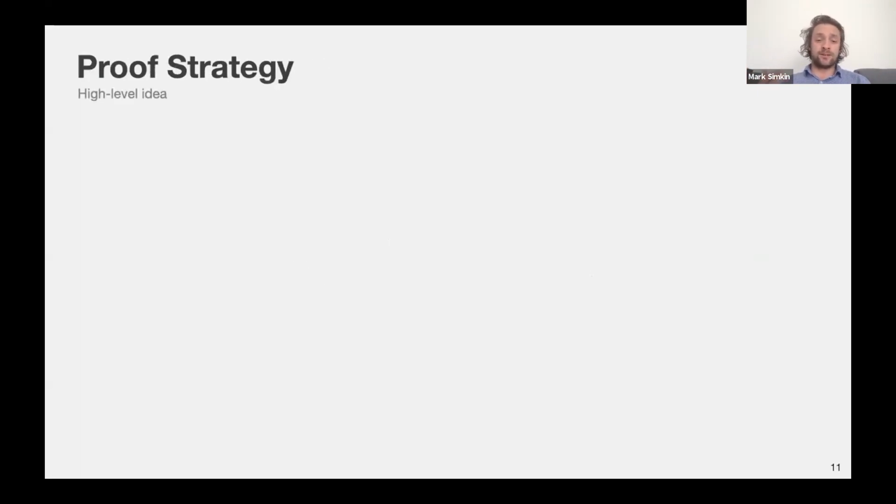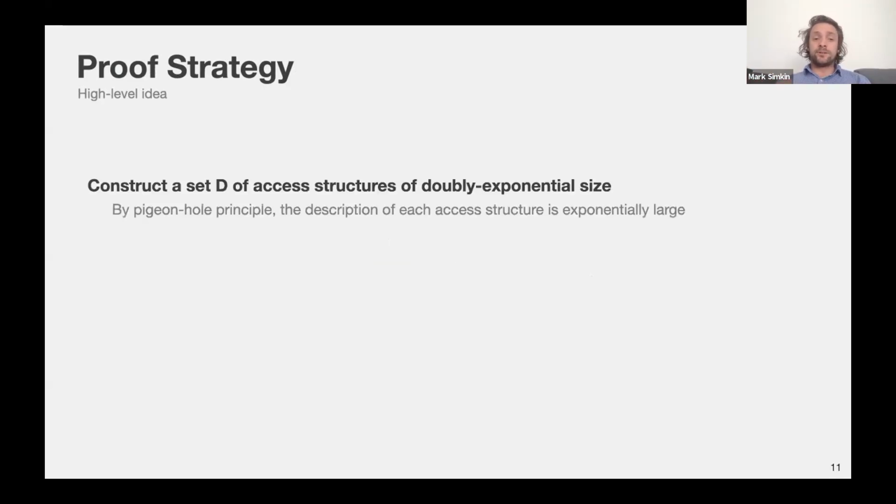I won't have time to get into the proof, but I want to give a very high level idea of how the proof roughly works. The general proof idea is the following. In the first step, we define a set D, which will be a set of access structures. Recall that an access structure in itself is a set of subsets, and D will now be a set of those access structures. D will be designed such that it is extremely large, with a doubly exponential size. Now if we have this many elements in the set, then just to describe any element in the set, we will need an exponentially large description string.